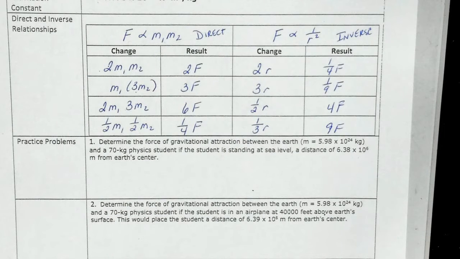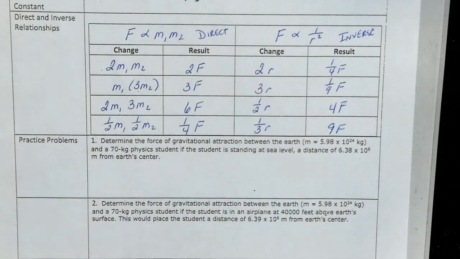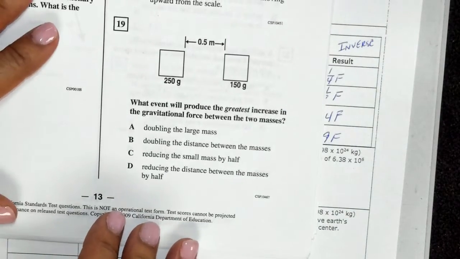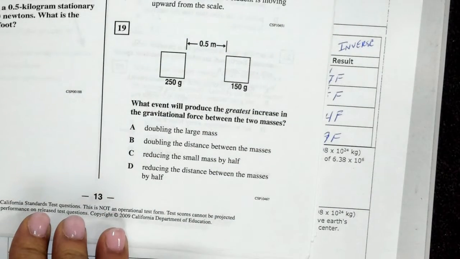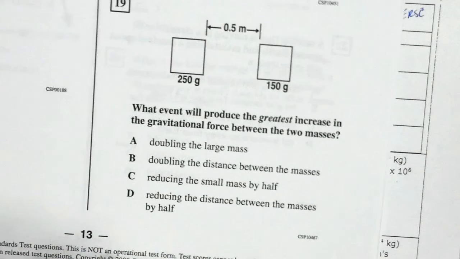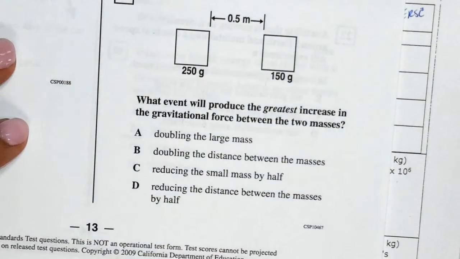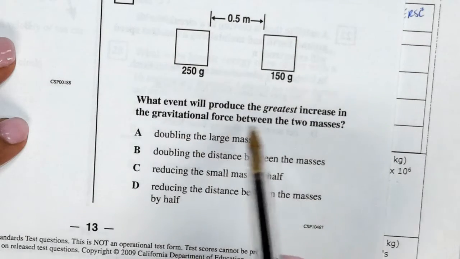Take a look at this problem. This was actually, I don't know if y'all remember, you have CAST now, the state standard, CST, probably don't remember that. But this was actually one of the questions on the CST. Okay, so it says, what event will produce the greatest increase in the gravitational force? So we're looking for the greatest force. They're not telling you it's 4 times or whatever. We want the greatest force. Which event will produce the greatest increase in the gravitational force between the two masses?